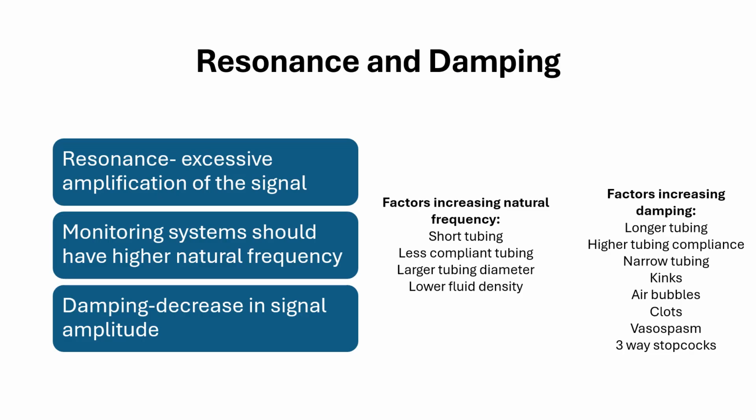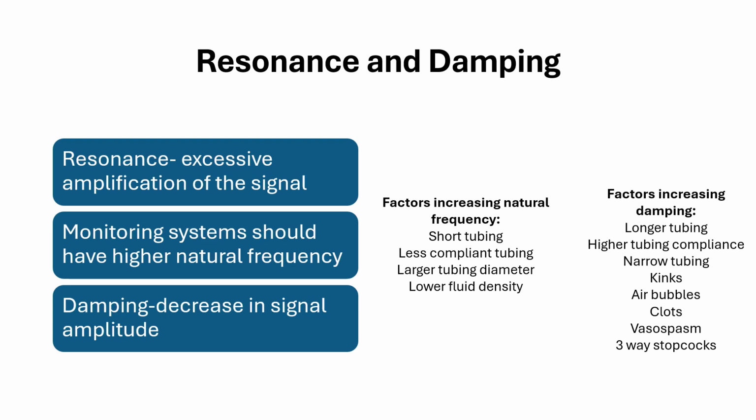So let's talk about resonance and damping. The definition of resonance is when the natural frequency of the system is met with the same frequency which is applied to the system. Resonance tends to distort the electrical signal, and hyperresonant systems, specifically in arterial monitoring, result in higher SBP, lower diastolic pressure, and an increase in pulse pressure.